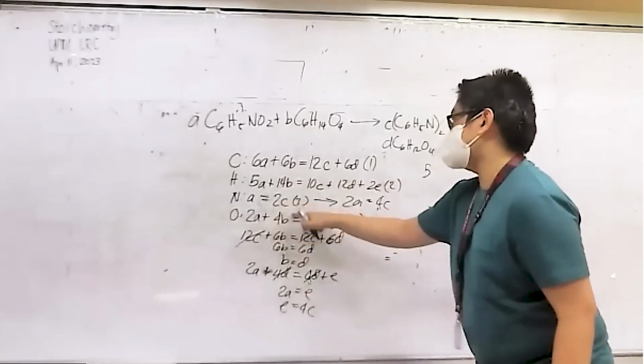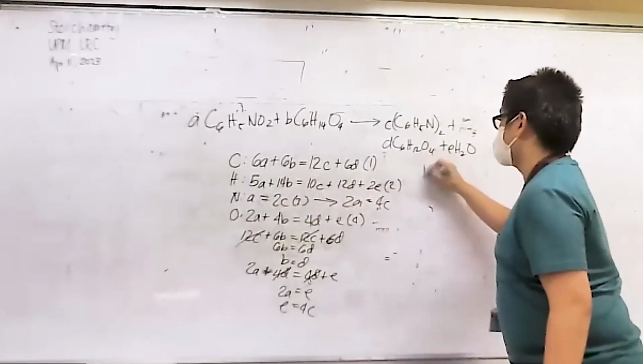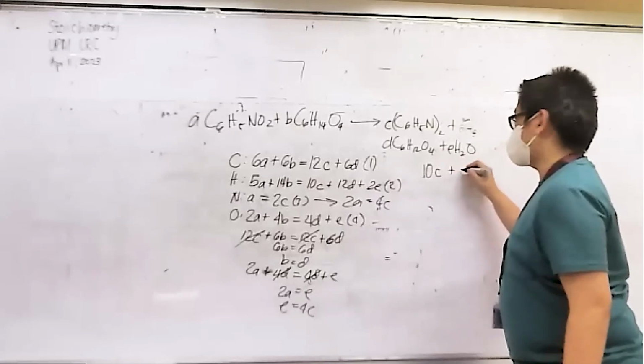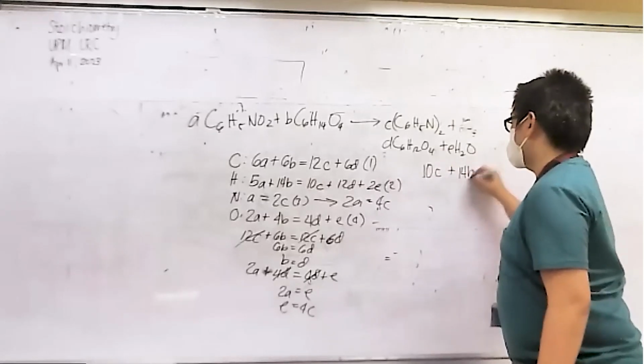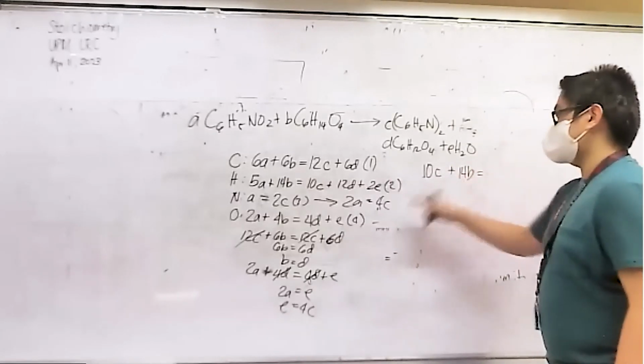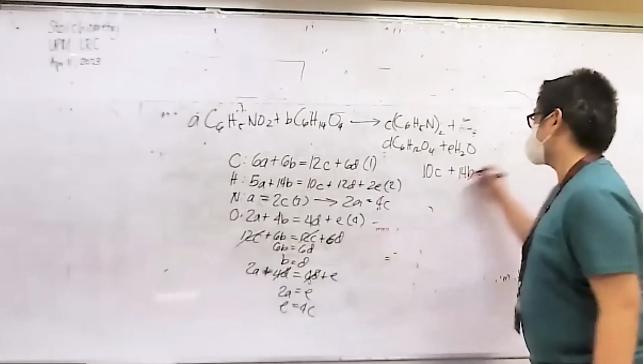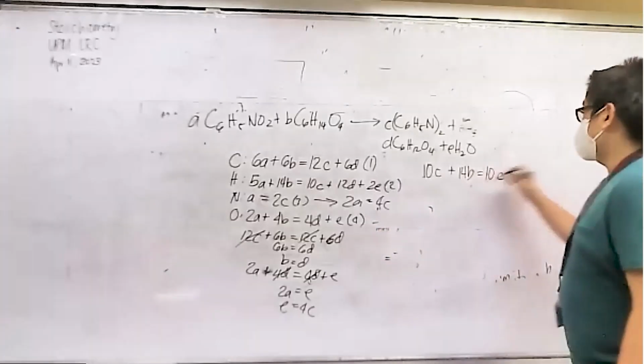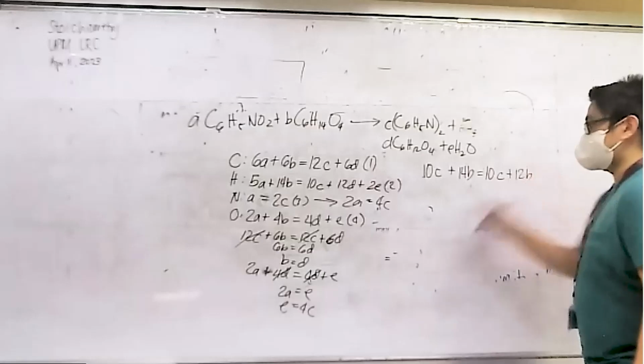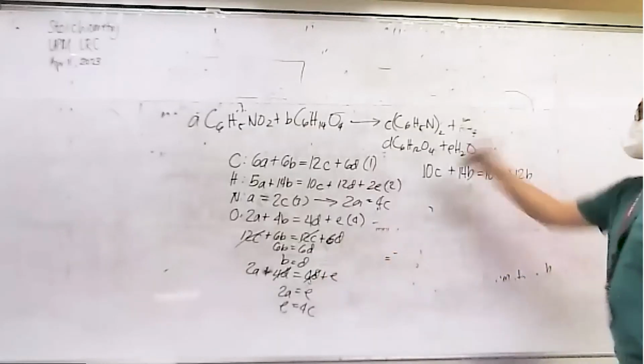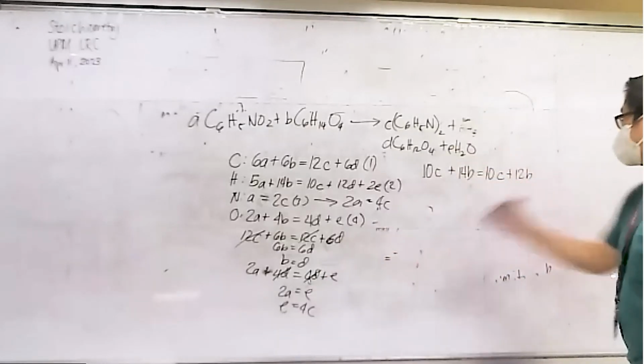A is equal to 2C, right? So, that's 10C na. 10C plus 14B. Okay, tira natin yung B. Equals 10C. C is equal to just C. 10C plus 12B, since B is equal to D. And then 2E. So, E is equal to 4C.